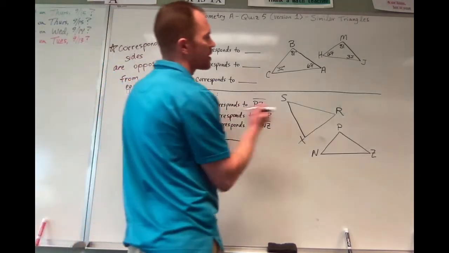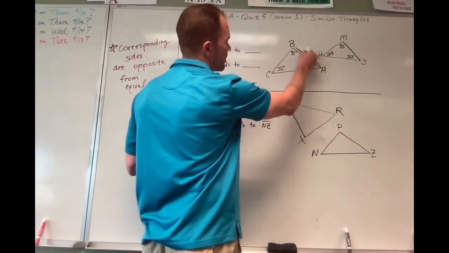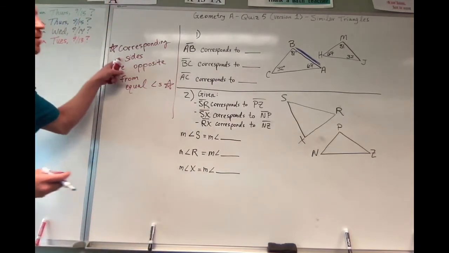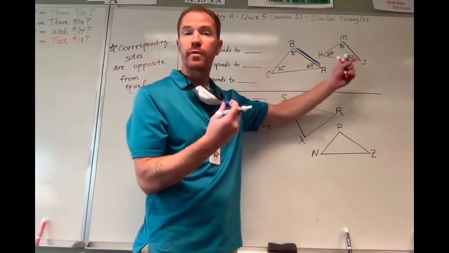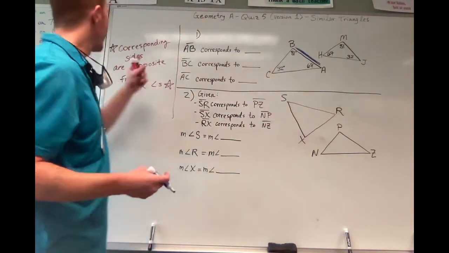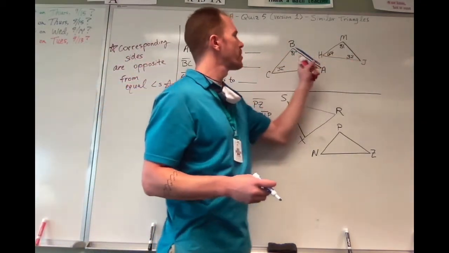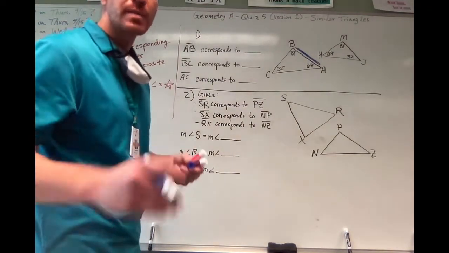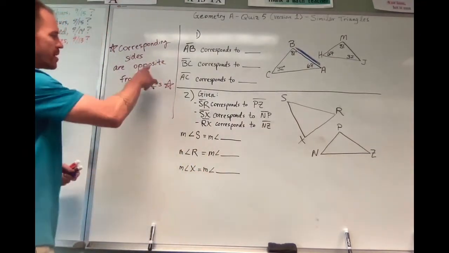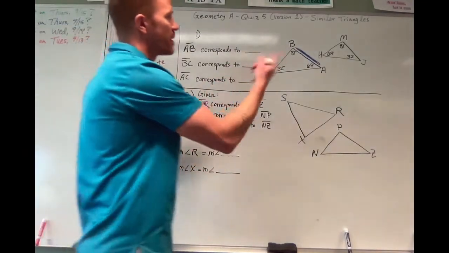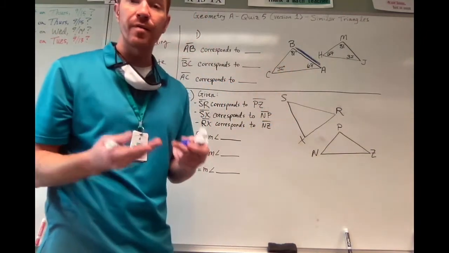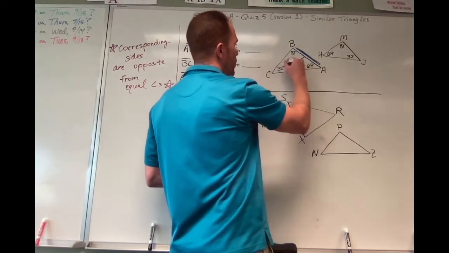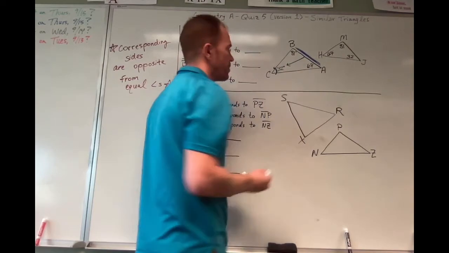So side AB, I'm going to color code that as the blue side. Okay, so in the other triangle, what looks like a smaller version, how do I know which of those 3 sides corresponds to AB? Well, we're going to look opposite from equal angles. So the question is, side AB, what's the angle that is opposite from it? If you go across the triangle, we get this 32-degree angle.